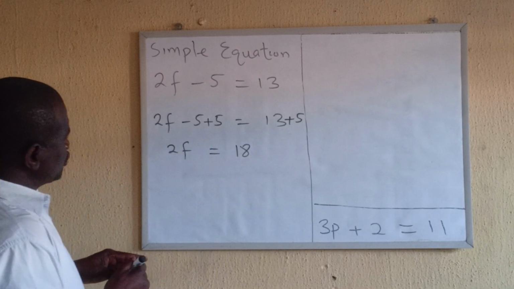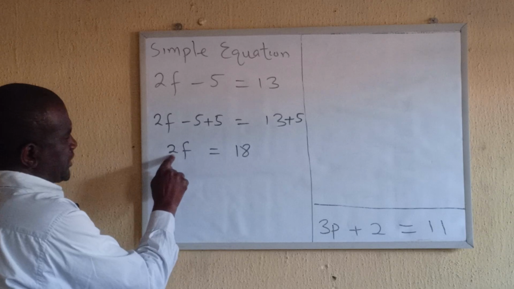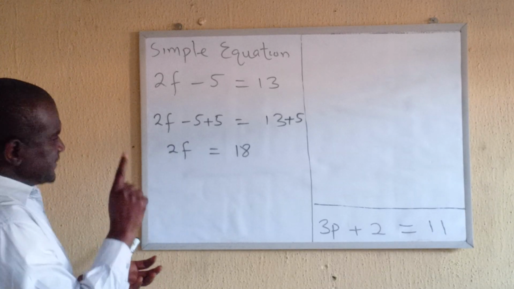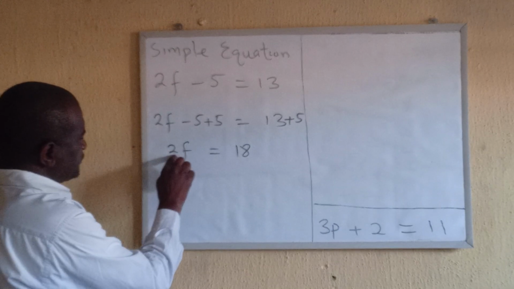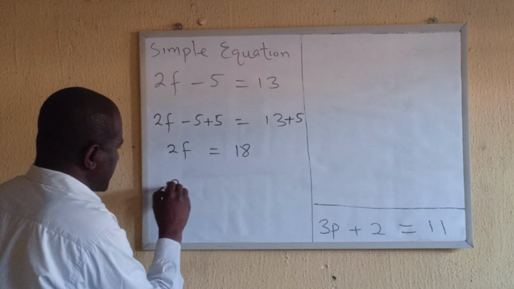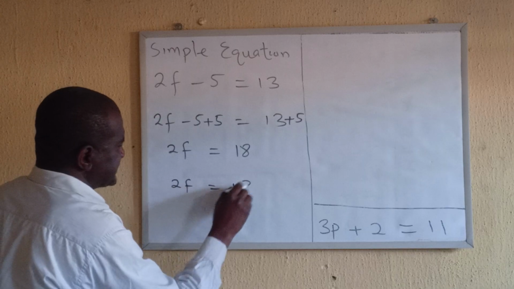Now, I want to remove this 2 here, because for the coefficient of f to be 1, I must remove this 2. So how do I remove this 2? I also repeat this: 2f will be equals to 18.